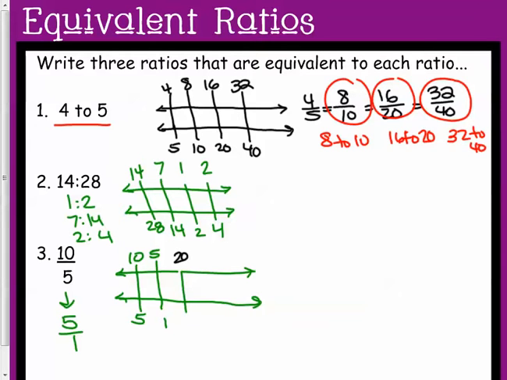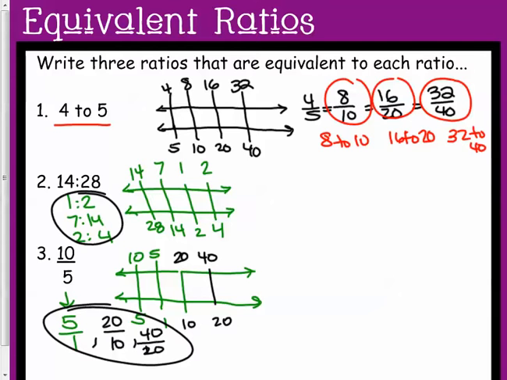10 times 2 is 20. 5 is 10. This would be 40. And this would be 20. Again, you're just making equivalents however you would like. And if you don't like using the double number line and you can make these equivalents on your own, you can do that as well. Okay, so for me, 10/5 is really easy to just keep doubling. But if you saw that 5 over 1, you can use that one as well.